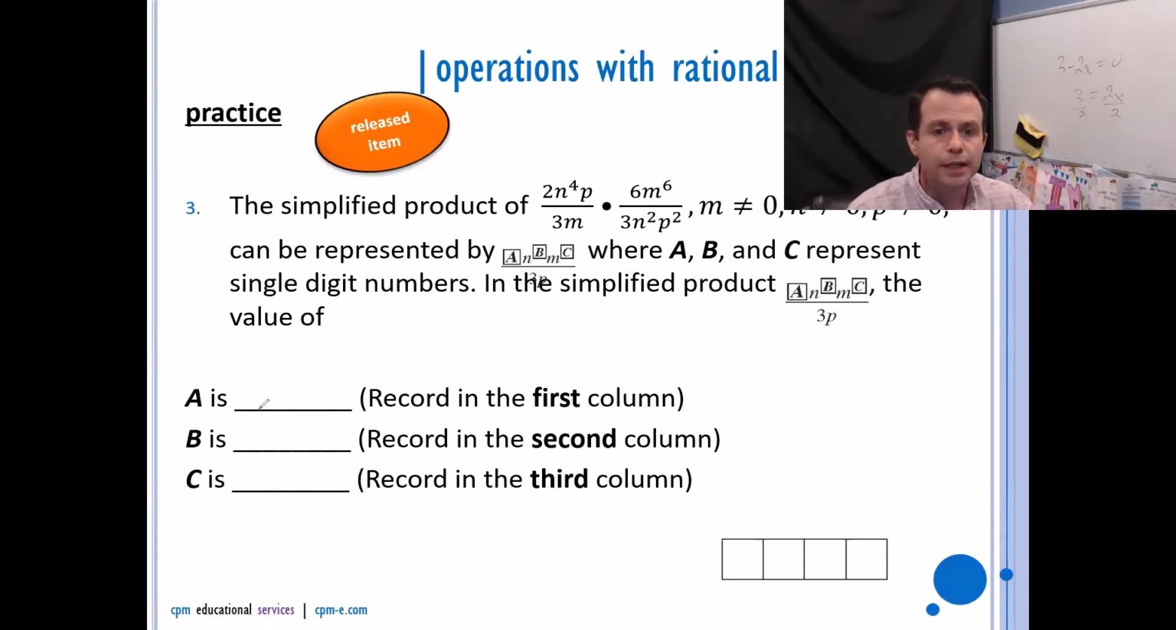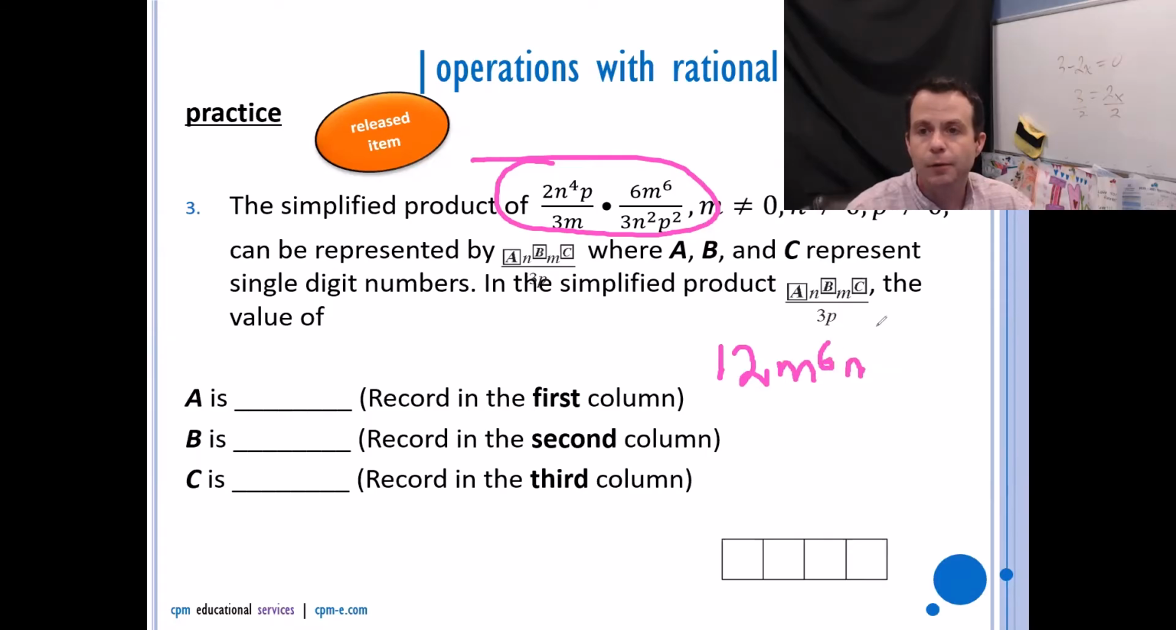So we just need to take this and actually multiply it out, okay? So multiply the tops, multiply the bottoms. I've got 2 times 6 there, so that's 12. I've got n to the 4. Let's do alphabetical order. So m, 6, n to the 4, and p, all over 3 times 3 is 9. And then I've got an m, I've got an n squared, and a p squared.